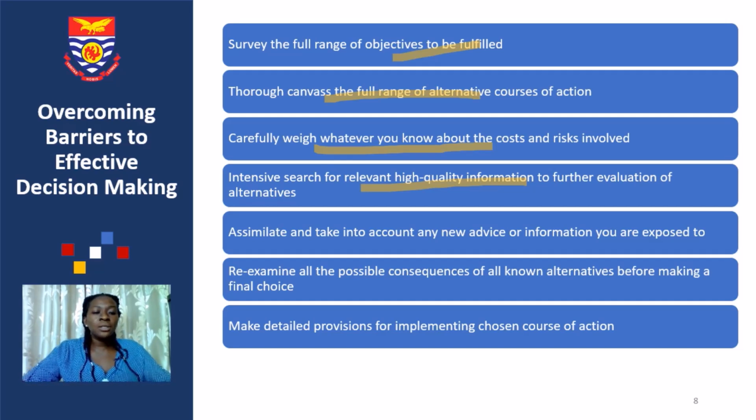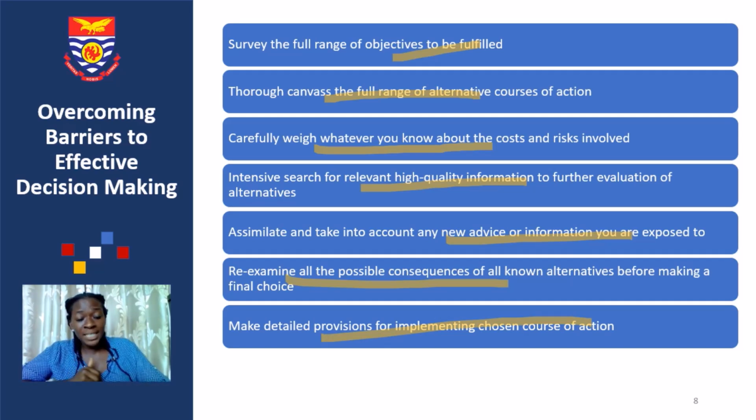You also need to take into account new advice or information you will be exposed to in your decision making process. You need to re-examine all the possible consequences of the alternatives before you make that final decision that I'm going to go with alternative B or this idea B instead of idea C or idea D. I need to make detailed provisions when it comes to how to implement that chosen action. If you have the best action and you don't know how to implement it or put in place the various details into implementing this, you may end up not being able to achieve the goal of that decision making process. And so these are key things we need to look out for if we want to overcome some of the barriers to effective decision making.